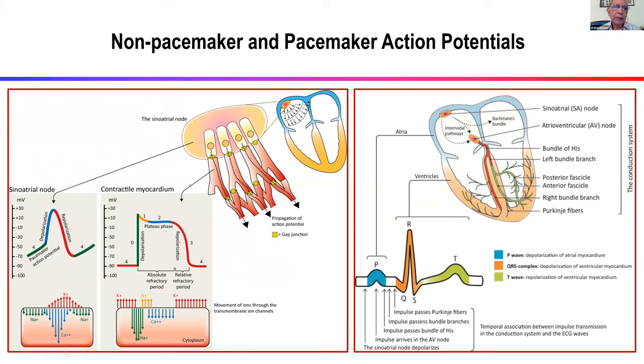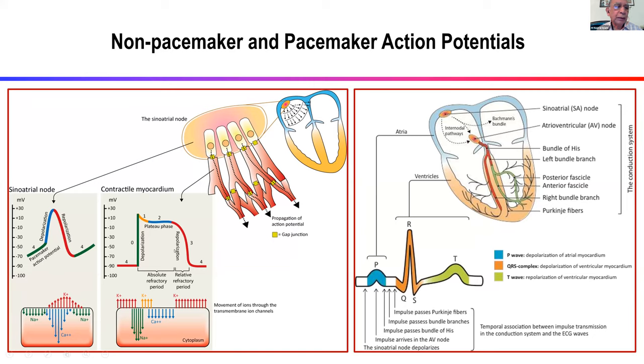If you see on the left side, we can see the SA node. They have special cells, and their action potential has three phases. One is phase four, depolarization. That phase four is what we call the pacemaker phase, the pacemaker action potential, because there is continuous development of the action potential there, so that spontaneous impulses can be developed from this.